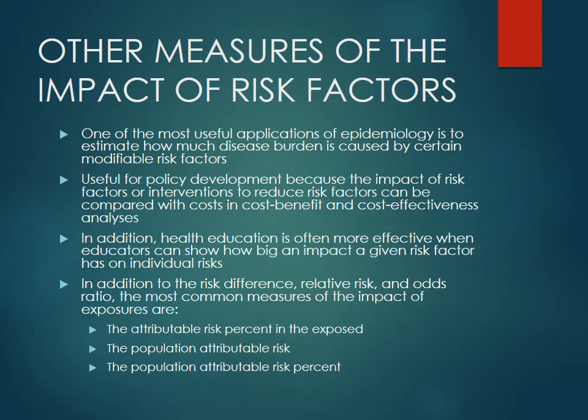So in addition to the risk difference, relative risk and odds ratios, the most common ways we're going to do this include the attributable risk percent in the exposed. We'll look at the population attributable risk, and then the population attributable risk percent. These are all going to be basically the same calculations we've already done for risk and odds, just being applied to slightly different samples and populations.